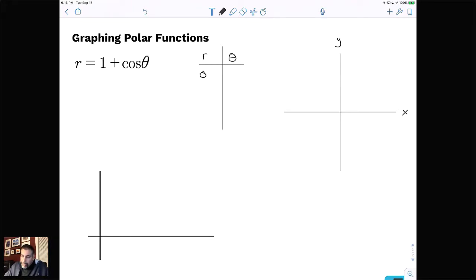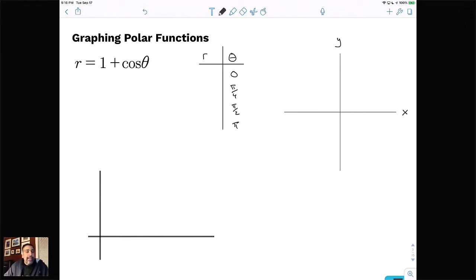So, we might plug in 0 for theta, because that's our angle, and the cosine of 0 is nice. You might do something like pi over 4, pi over 2, maybe a pi goes in there. Any of those special angles your students can make. And then you can start plotting points and connecting the dots to create this polar function.